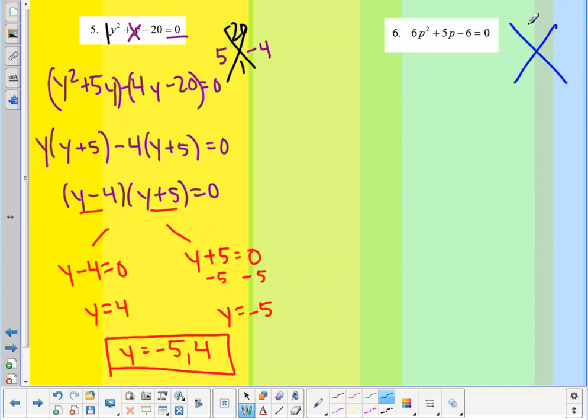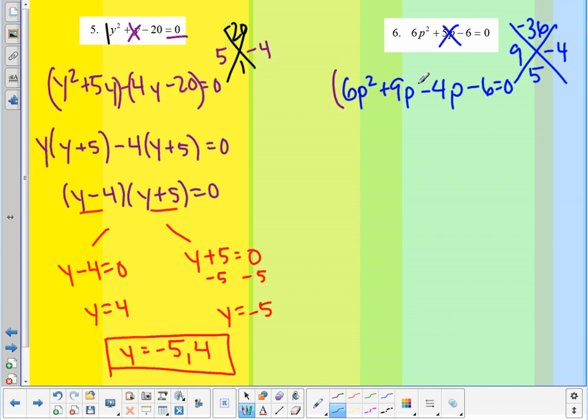6 times negative 6 is negative 36. And then my middle term is positive 5. So negative 36, positive 5 for a sum. That means I want 9 and negative 4. 9 times negative 4 is negative 36. 9 minus 4 is 5. So split that middle term. 6p squared plus 9p minus 4p minus 6 all equals 0.